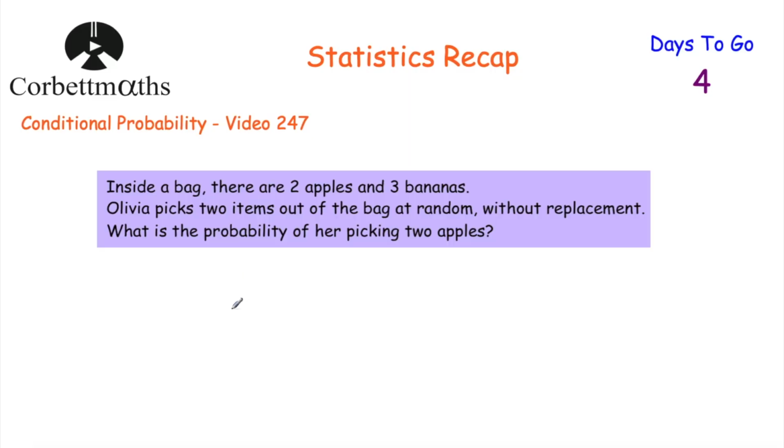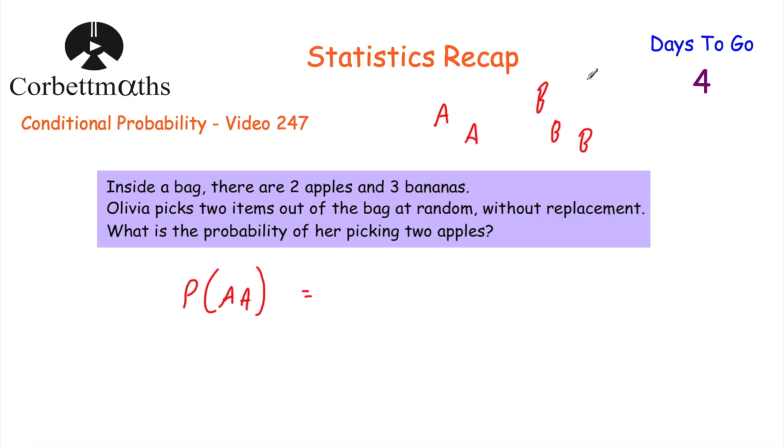You may also encounter in GCSE higher conditional probability, and that's where the probabilities change. So for instance, here we've got a bag that contains 2 apples and 3 bananas. And Olivia picks 2 items out of the bag at random without replacement. She's going to take out a piece of fruit and then another piece of fruit. And the question says, what's the probability of her picking 2 apples? So we want the probability of an apple and another apple.